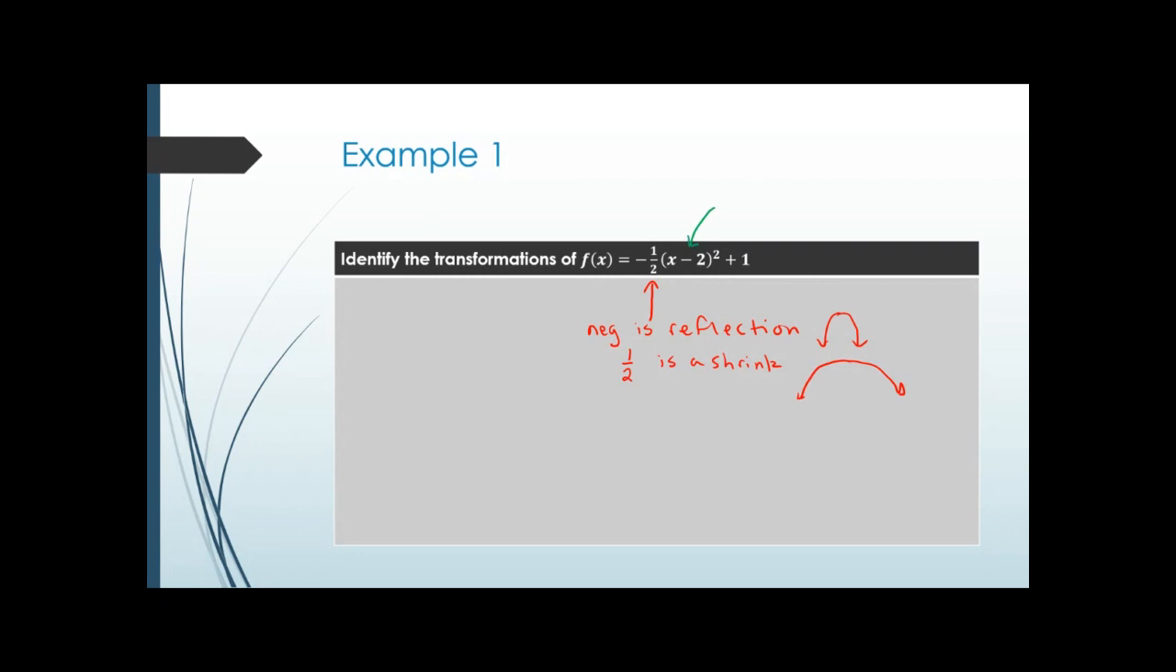Now the minus 2 there, that is subtraction, so we do the opposite. This is going to be a shift to the right, towards the positive values. So this shifts right by 2. This is a horizontal shift to the right of 2 units. That's what this transformation means.